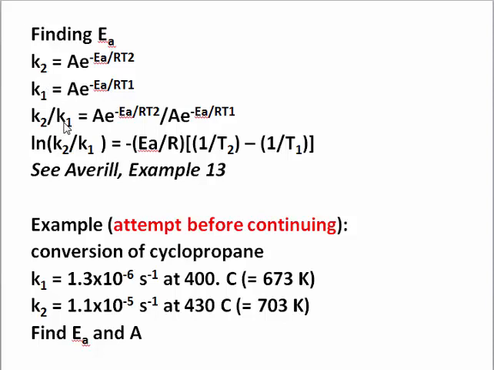Divide k2 by k1, and you will see that it's better to divide k at the higher temperature by k at the lower temperature. And you get the ratio of the Arrhenius expressions seen above. Take the natural log of both sides and you can produce the equation: natural log of k2 over k1 equals negative Ea over R, times 1 over T2 minus 1 over T1. You can see an illustration of this in Averill, the free online text, example 13.